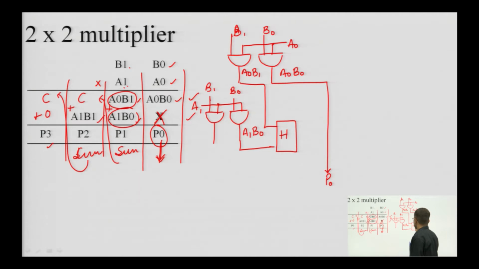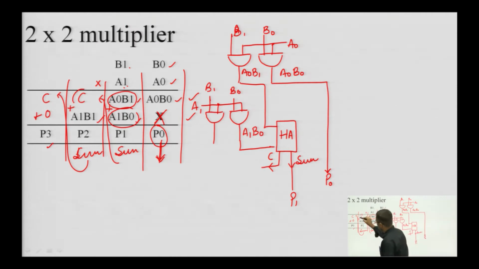So, a half adder can be used here. The sum generated by the half adder will be considered as P 1, and the carry which will be generated by the half adder, we can see that that carry is to be added with A 1 B 1. So, this you can see as A 1 B 1.